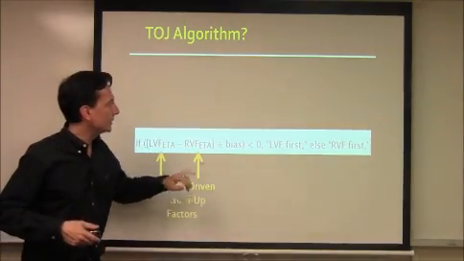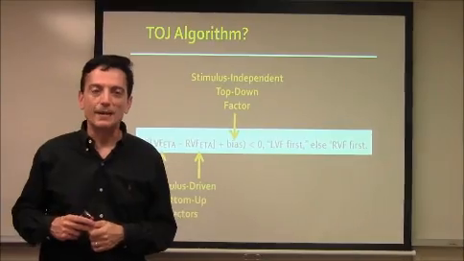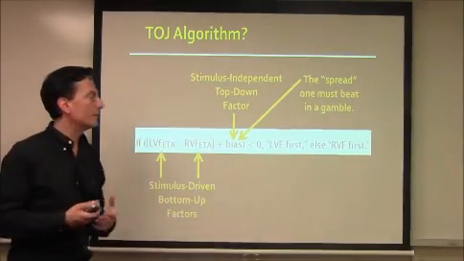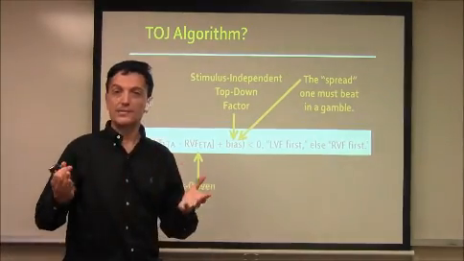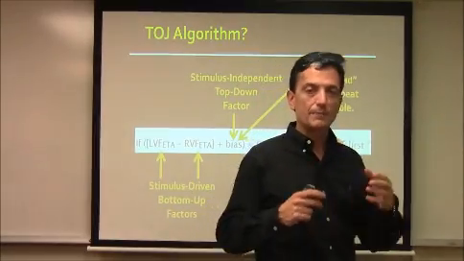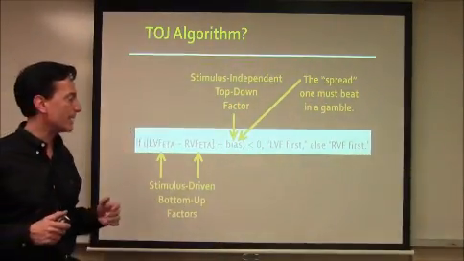The bias is really quite interesting. The bias is a stimulus-independent top-down factor. And one way of thinking about this is that it might be akin to the spread that one would have to beat in a gamble. So for example, let's presume that the bias is also measured in milliseconds. And those can be negatively or positively valenced milliseconds. We are talking about time after all.